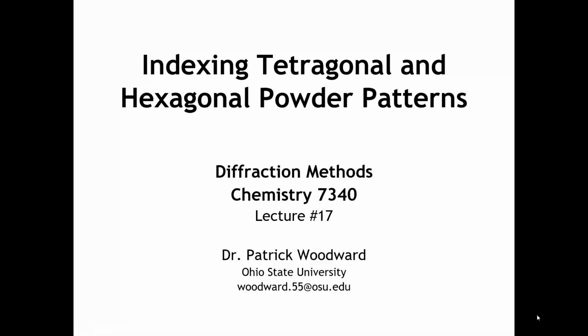In the previous lecture, we went through a method for indexing the powder diffraction pattern of a cubic material. As we saw, in a cubic material, one variable determines the positions of all of the diffraction peaks. Now, as the symmetry of the crystal decreases, we have more degrees of freedom in the size and shape of our unit cell. There are more variables involved in the indexing process.